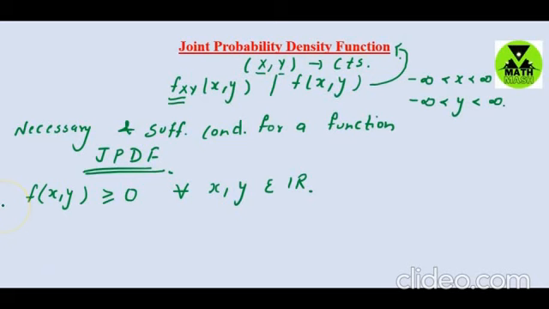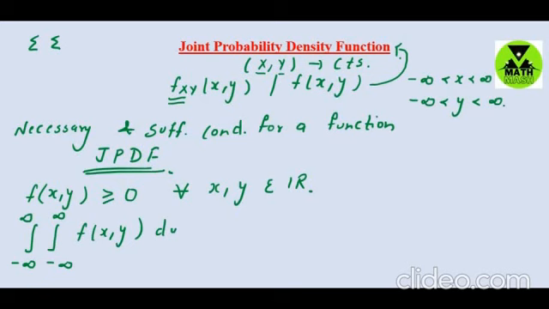And the second is that instead of summation, because in the case of a discrete variable we have the values at distinct points, here we have the values over an interval. So instead of summation we are going to take the integration: for x it is going from minus infinity to infinity, for y it is going from minus infinity to infinity. And what is the function? The function is f of x comma y.